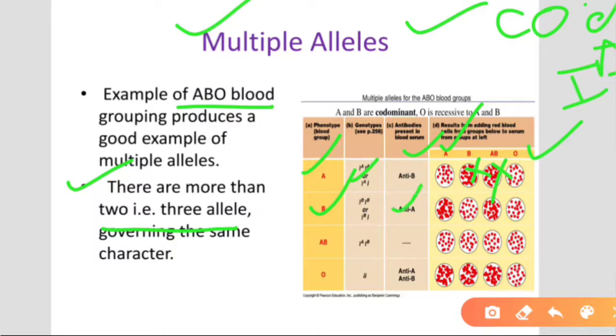It has antibody A, so it can receive only from blood group B and O, but it cannot receive from blood group A and AB. Here also blood clotting takes place. Blood group AB has 2 dominant genes, IA and IB, no antibody, that's why it can receive from all blood groups. Blood group O has both recessive genes, small i, and both antibodies A and B, that's why it cannot receive from the other 3 groups, that is A, B and AB. It can receive only blood group O.